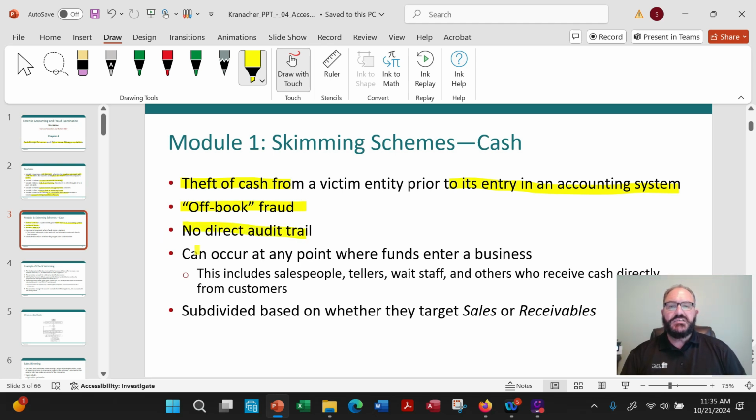This can occur at any point where funds, any kind of money, checks, whatever it is, enters the system. So salespeople, tellers, wait staff, anybody who gets cash directly from customers or checks for that matter. They could either target the sales or the receivables. Receivables is where they'd be dealing with the checks.